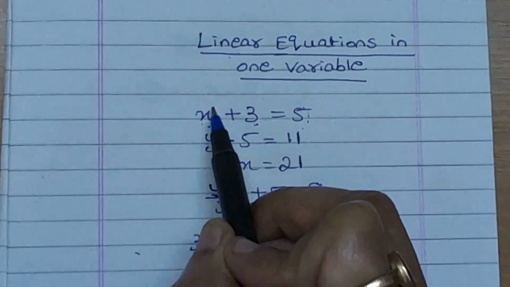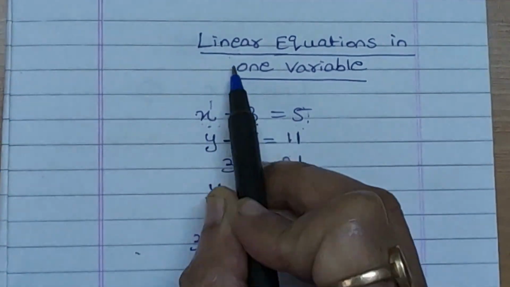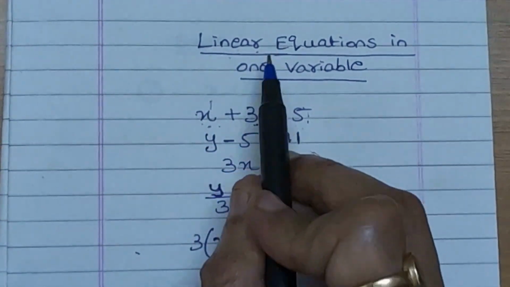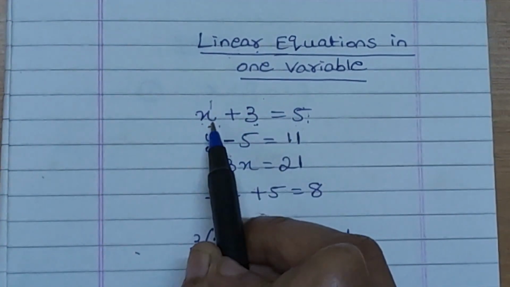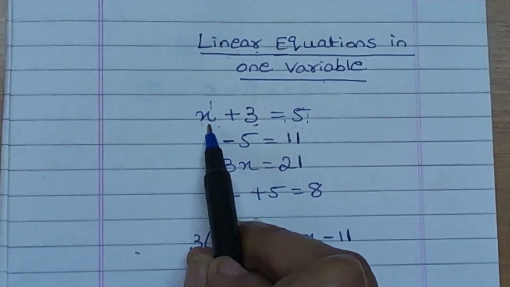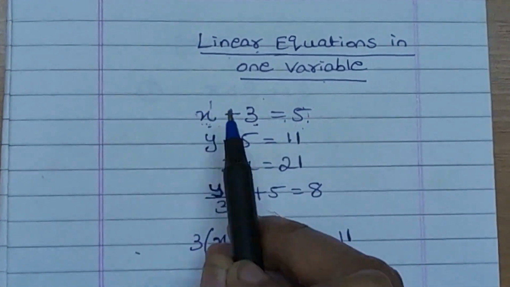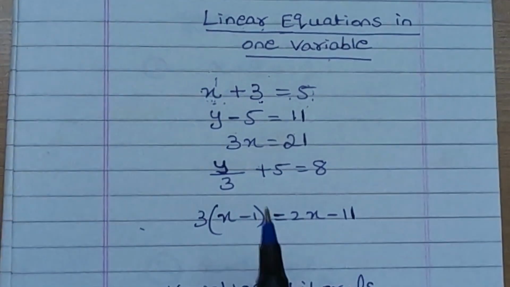Okay, so here first equation, if we see x plus 3 equal to 5. Now x, what is the power of x here? It is 1. So this is a linear equation. Linear means degree 1. So power of x here is 1, or degree is 1. So this is a linear equation in one variable. Only one variable is there, x is there. These are numerals, numbers. So this is the only variable.